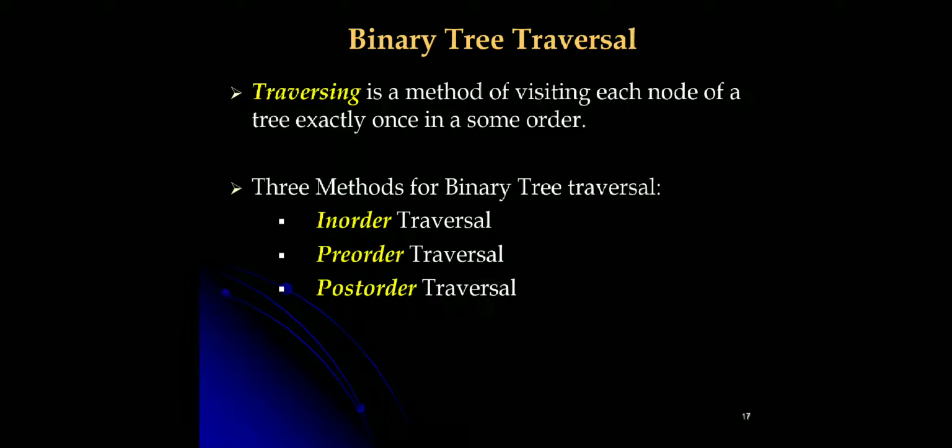Hello everyone. Now we'll look into binary tree traversal. Traversing is a method of visiting each node of the tree exactly once in some order. There are three traversal methods, that is in-order, pre-order and post-order. We'll look into each of these one by one with example.